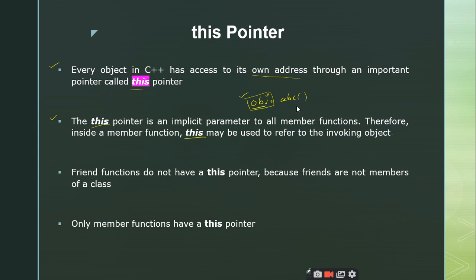And we have seen a concept previously that we have some friend functions. What is the use of friend functions? Can anybody tell me? To access private members.